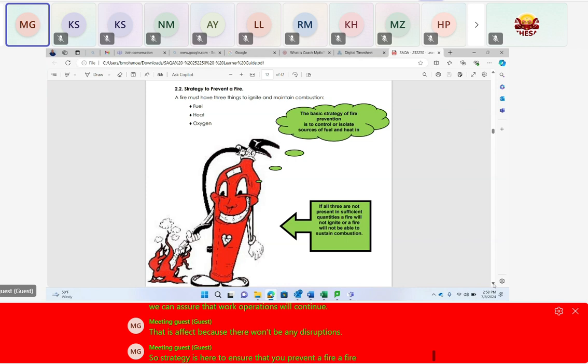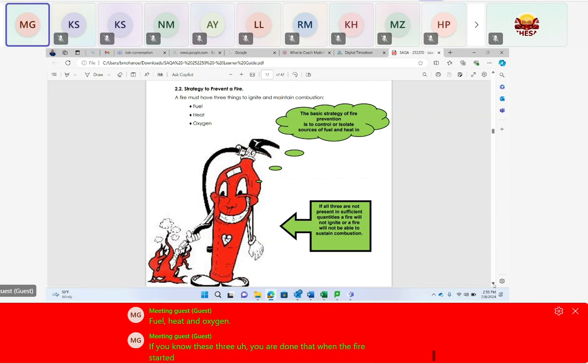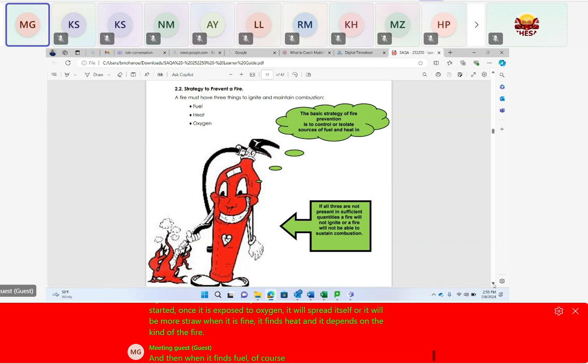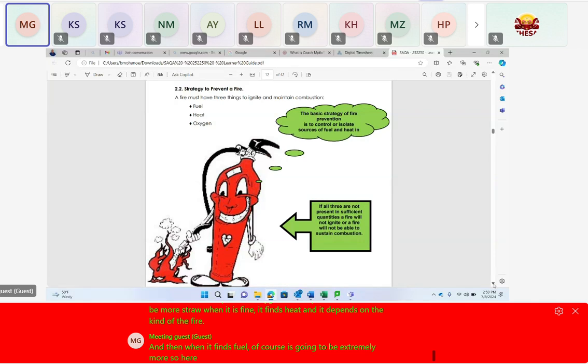A fire must have three things to ignite and maintain combustion: fuel, heat, and oxygen. If you know these three, you are done. When the fire has started, once it is exposed to oxygen, it will spread itself or become stronger. When it finds heat, it depends on the kind of fire. And when it finds fuel, of course, it's going to be extremely more. So here is the knowledge.